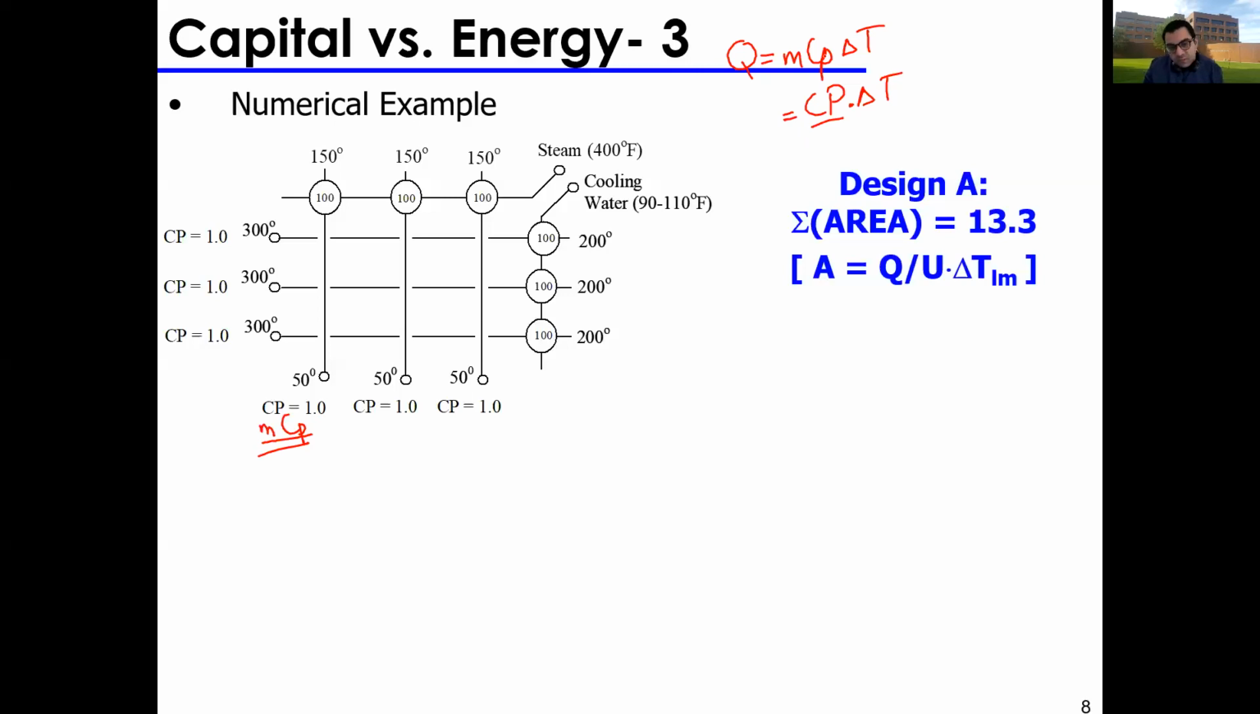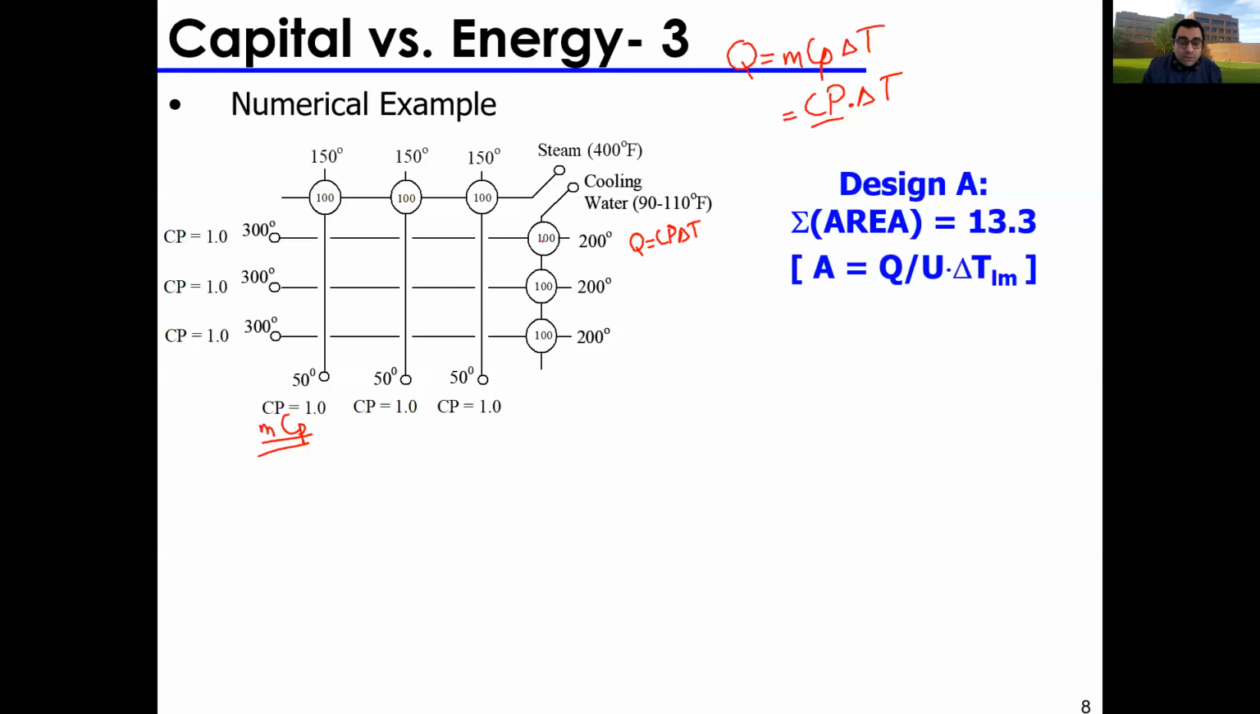It's just mCp, right? So you won't be given any mass flow rates. You'll just be given a Cp value, which lumps the mass flow rate with the heat capacity. Okay, let's go back here. The Cp for all these streams is 1, so they're all the same. So if I try to calculate the Q for each stream, it's just Q equals Cp delta T. So I can calculate basically the heat required for each of these streams, right?